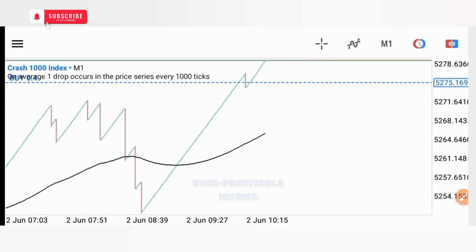Okay, with this strategy you can scalp up to like 50 candlesticks without fear. Yeah, you can scalp it without fear. So you can see that now.